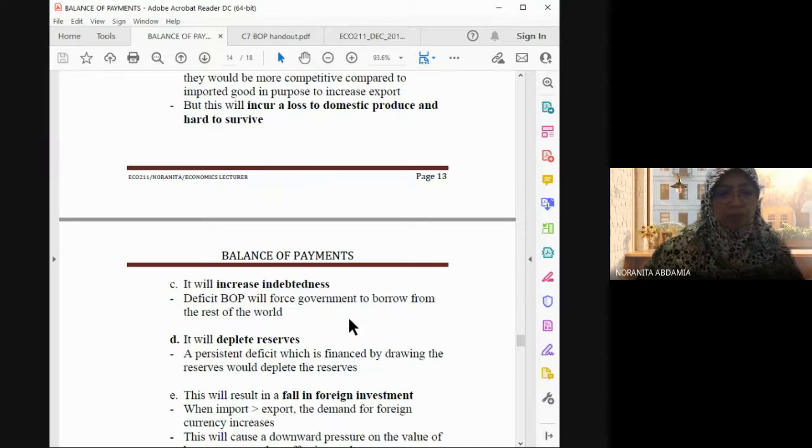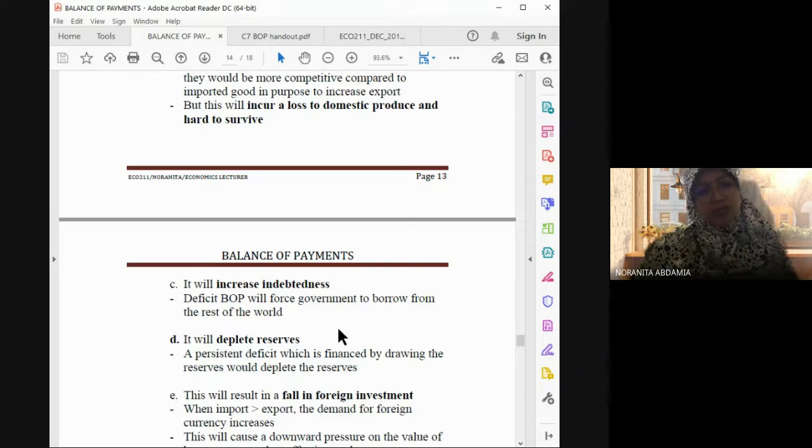Lama-lama dah berkumpul-kumpul lagi, hutang lapuk. Deficit balance of money will force the government to borrow from the rest of the world. Imagine between the countries, we apply a loan from Japan or from the US. Kita apply loan. Apply loan, that means we have to pay back in their currency. Look at our currency now. How are we going to pay back our debt in their currency?